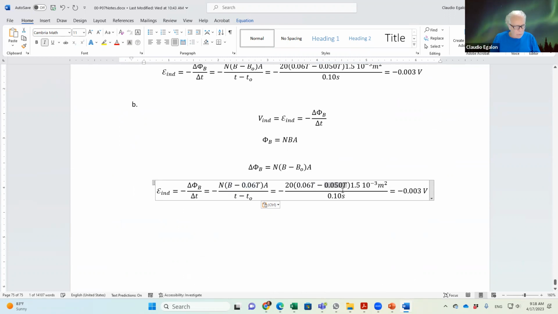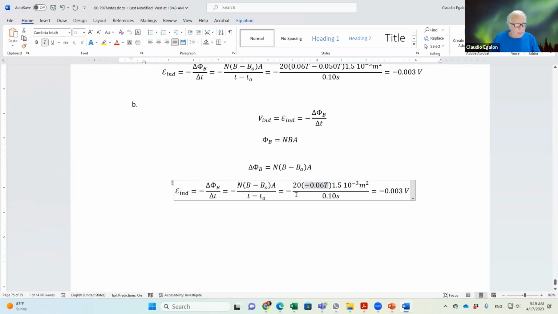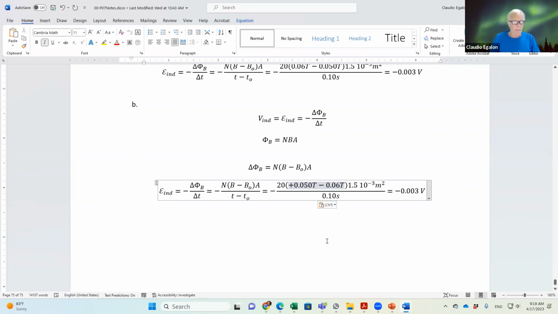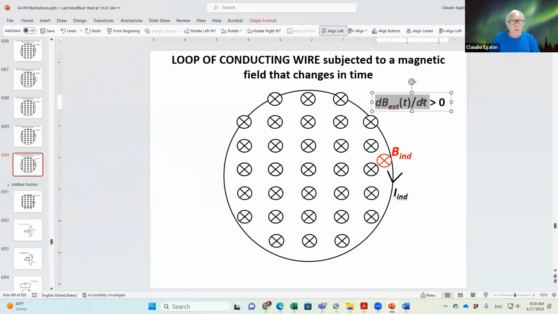Wait a minute. I want to do it all the way around. I'm just going to change the signs here. Now this number here is going to be negative. Everything else is the same. Consequently, you're going to end up having a positive value here for the electromotive force. It means that the induced current is going to be in the clockwise direction in this drawing.